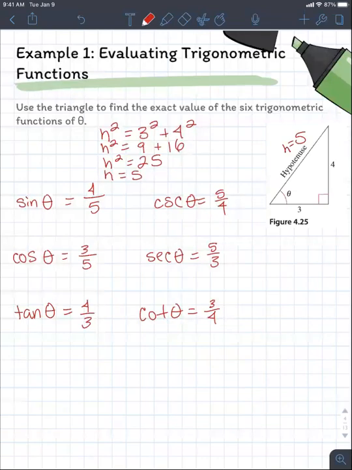Let me know when you are ready for example 2. Not yet. Kiana's like, nope. So on your homework, there's a question like this where it'll give you the triangle. You'll have to find the 3rd side. And then once you find the 3rd side, you're just listing what the ratios are.